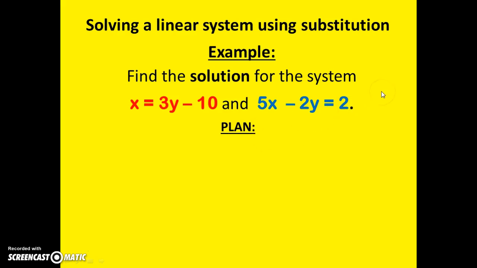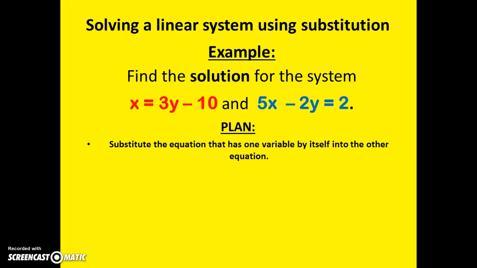So before we get started, let's come up with a plan of exactly what we're going to do. And pretty much the plan stays true no matter which example we would use, with just one or two exceptions. So substitute the equation that has one variable by itself into the other equation. So we can see one of these two equations has one variable by itself. It's the one in red.